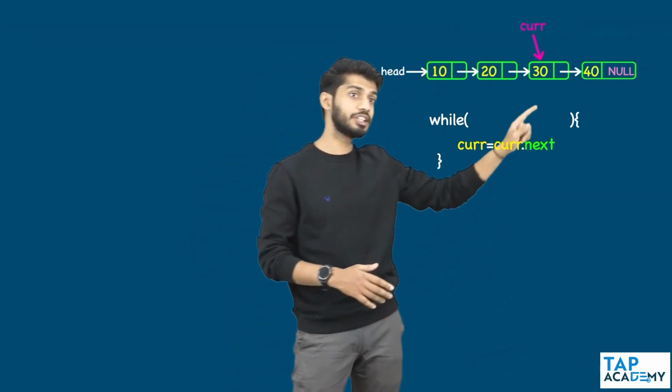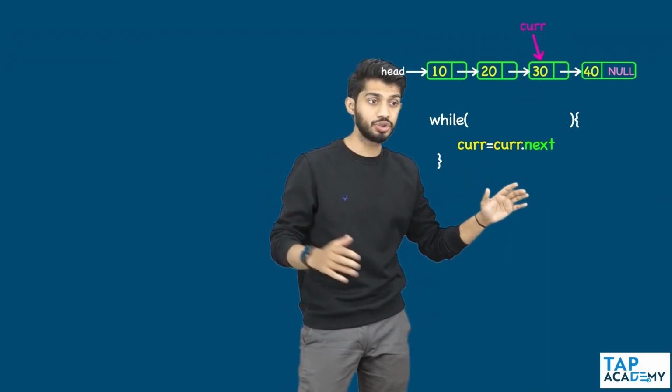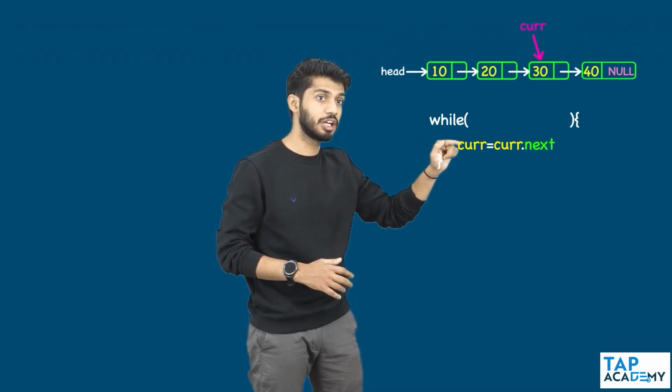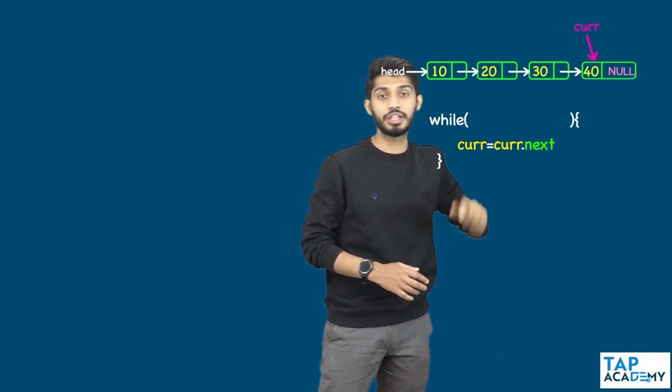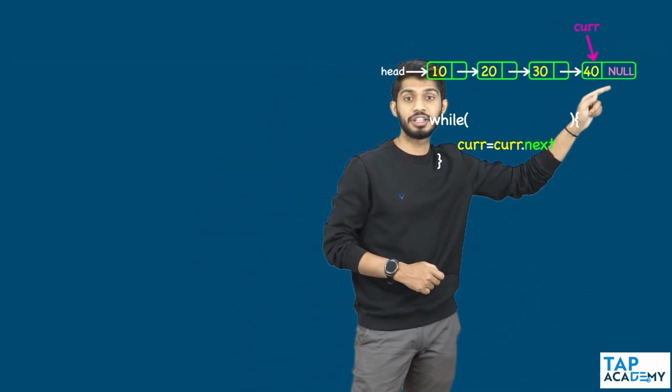Now check whether this is the last node. We can clearly see this is not the last node. Since it is not the last node, I need to traverse this once again. So once again, if I execute this statement, that is current is equal to current.next, the current starts pointing to the next node. Now if you ask, is this the last node? Yes, it is the last node.